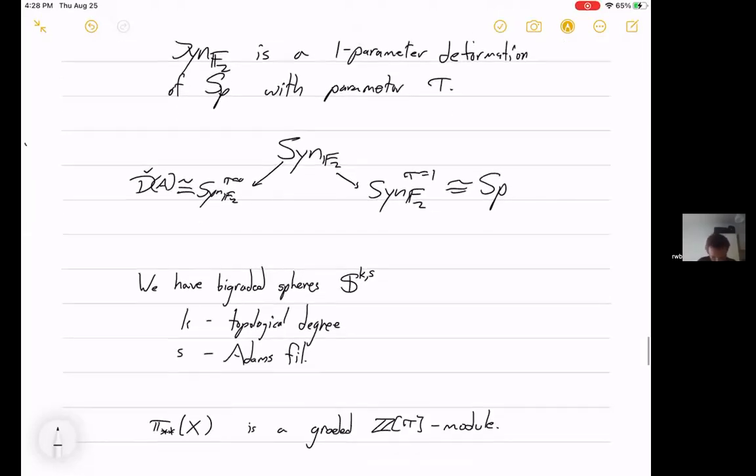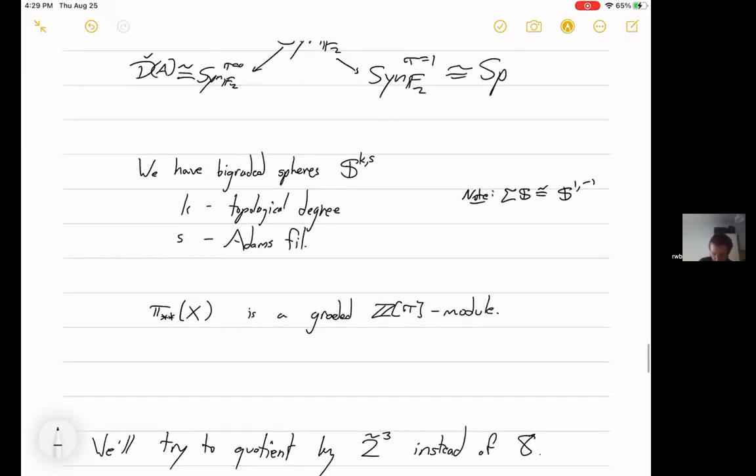So in synthetic spectra we have bigraded spheres S^{k,s}, where k is the topological degree and s is the Adams filtration. And as a note about the grading conventions here, if I take the simplicial suspension of S, that ends up being S^{1,-1}. The upside of the (k,s) grading here is that k is the topological degree, which is a simple interpretation, and s is the Adams filtration, which is a simple interpretation. So both numbers have explicit meaning. The downside is whenever you have to do a simplicial suspension, you have to modify two numbers. And so tau here is in degree (0,-1).